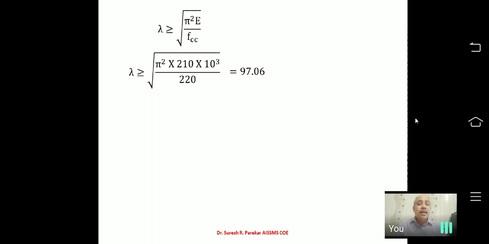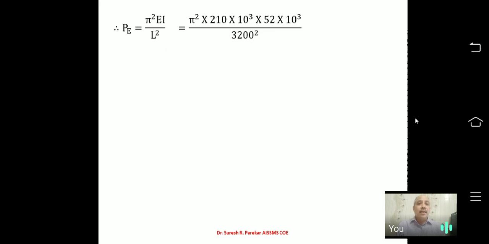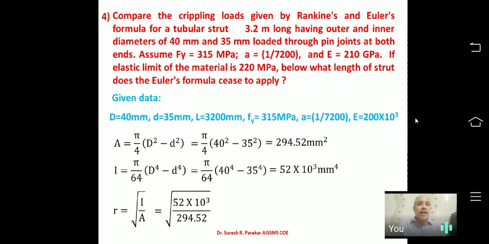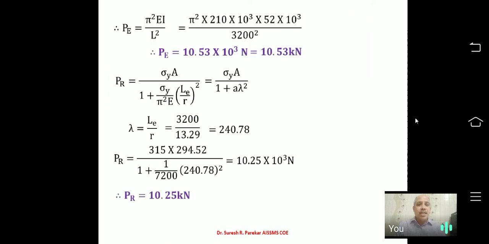Now they ask here, what will be your lambda value? So if you see the last part that was asked in the problem, that part is: if elastic limit of material is 220 MPa, you can read the last 2 lines. If elastic limit of the material is 220 MPa, below what length of strut does the Euler's formula cease to apply? And that we have to find out, which we have calculated in the last PPT.